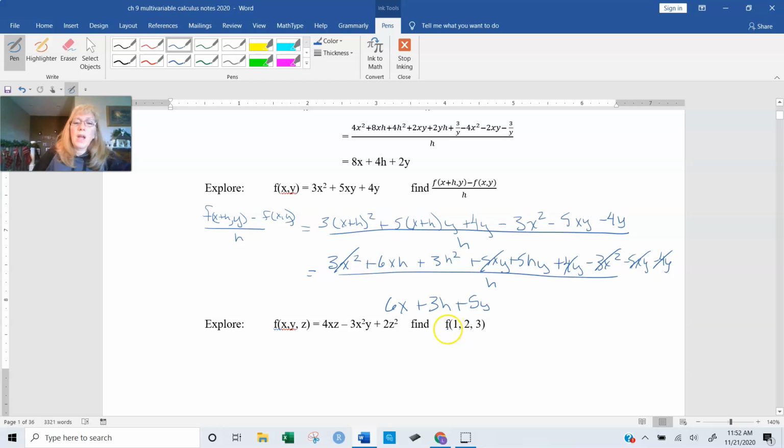Here, I'm literally asking you to plug in 1, 2, 3. So you should have taken 4 times 1 times 3 minus 3 times 1 squared times 2 plus 2 times 3 squared. Type that in your calculator, and I'm pretty sure you got 24.